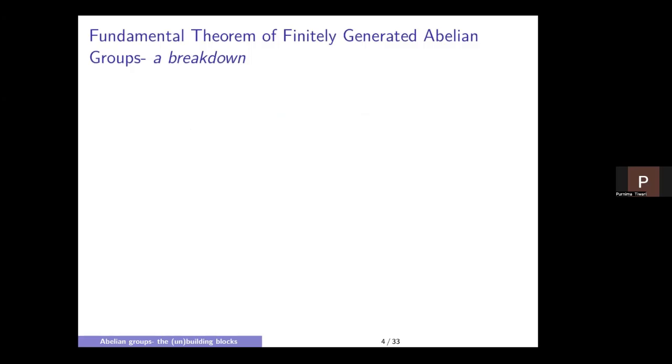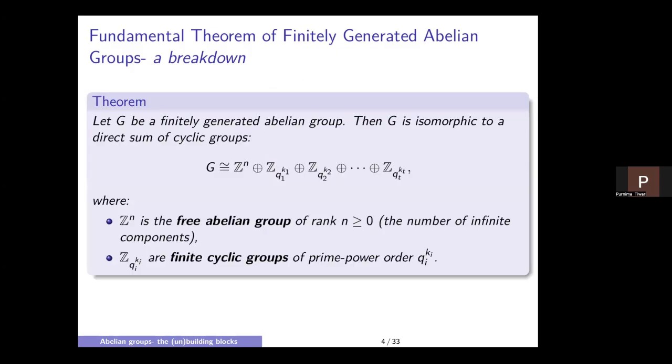So the fundamental theorem of finitely generated Abelian groups, a breakdown. The theorem states that let G be a finitely generated Abelian group, then G is isomorphic to a direct sum of cyclic groups, denoted as that, where Z to the power n, which is Z^n, is the free abelian group of rank n greater than or equal to zero. We should not confuse it with the other notation. If it becomes equal to zero, then the part vanishes because it becomes the trivial group itself.